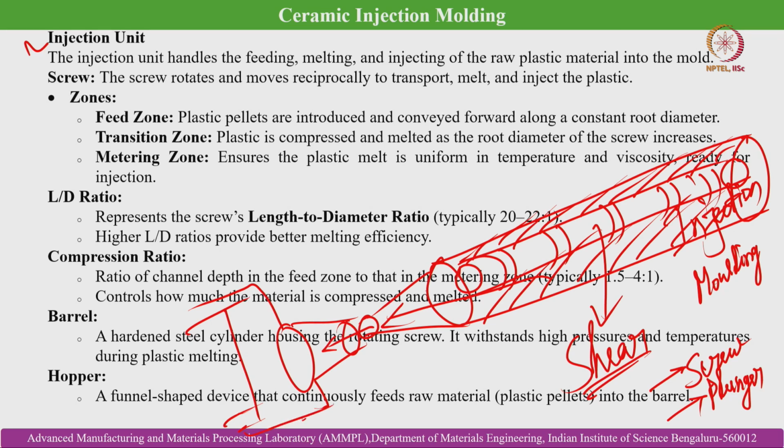This is how it happens, and the barrel is the object where we incorporate the feedstock pellets, which undergo mixing and also melting of the binder ingredients takes place, and thereby we achieve the homogeneous feedstock, which is subsequently injected via the nozzle. So, this is the nozzle.